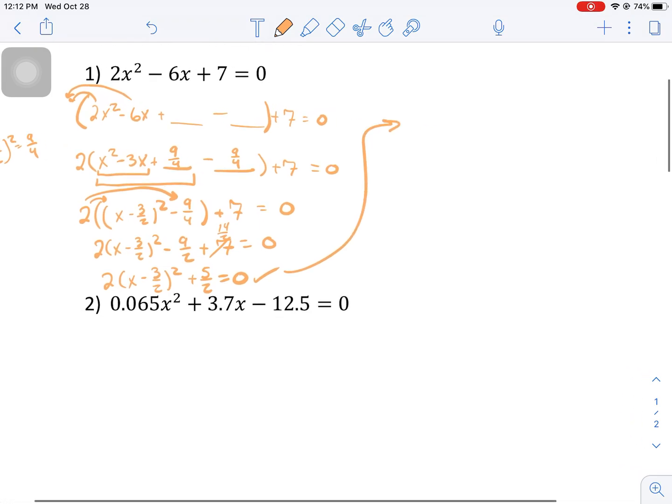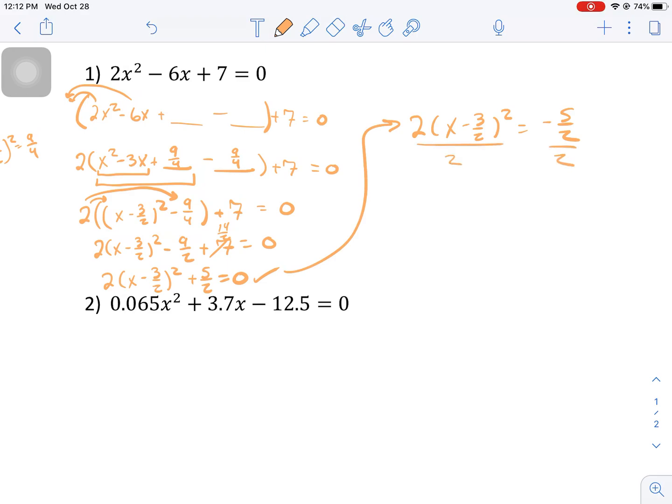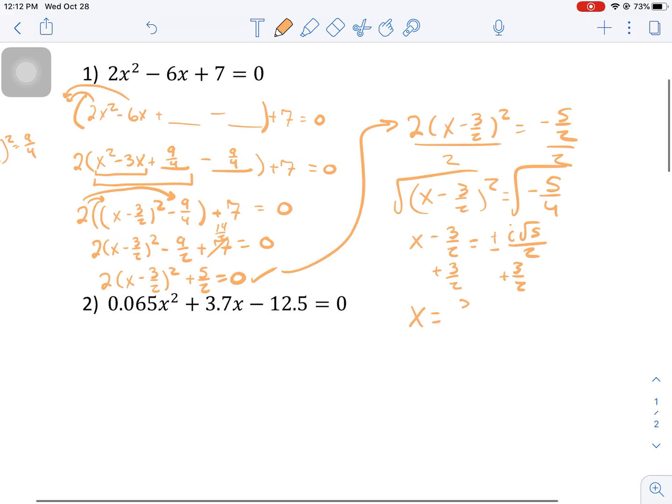If we needed to solve this question, which the question asks, now we just need to solve for x. So it's going to be 2(x minus 3/2) squared is equal to negative 5/2. From here, we have to divide off the 2. So we have (x minus 3/2) squared is equal to negative 5/4. And then we square root both sides. We get x minus 3/2 is equal to plus or minus i radical 5 over 2. And then add 3/2 to both sides to get an answer of x equals 3/2 plus or minus i radical 5 over 2.